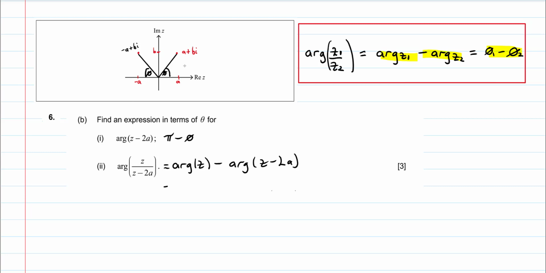And we worked that out previously, the argument of z minus 2a. So we're going to have the argument of z, which is just theta, minus the argument of z minus 2a, which is pi minus theta. And that's going to equal, well, theta minus pi plus theta. So that's going to equal 2 theta minus pi. And that is question 6b.